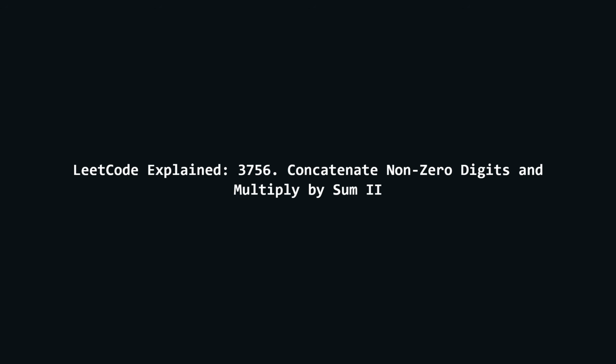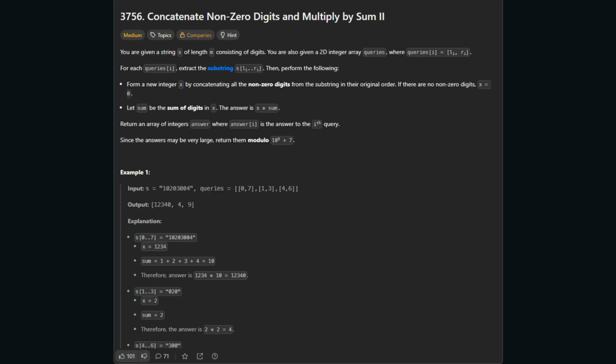Today we are looking at Leetcode problem 3756. Concatenate non-zero digits and multiply by sum 2. Here is the problem page. It has quite a few steps and rules, so instead of reading it all out, let me break it down visually for you so it is super clear.